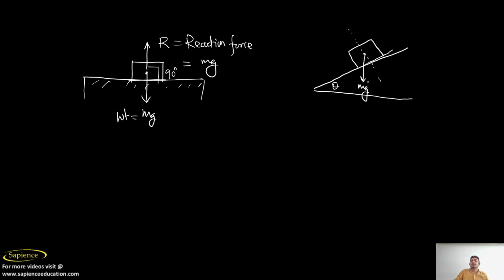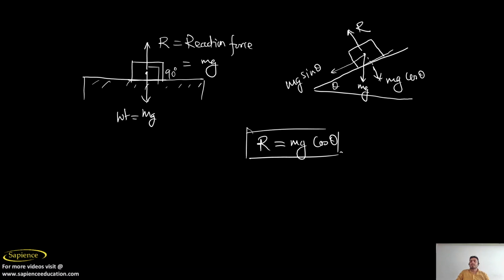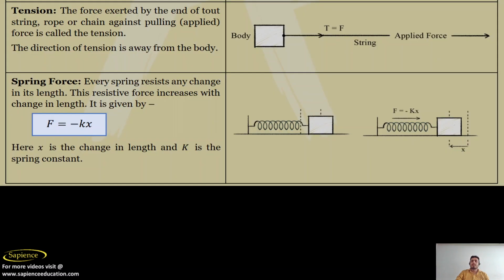If I split mg, the components will be mg cos theta here, and one component is mg sin theta, as we all know how to split a vector. Now the reaction force will always be in a perpendicular direction, that is R, and as we know, R is equal to mg cos theta. So this is what I wanted to discuss. I hope you all have understood. Now I will use it in numericals in more detail.